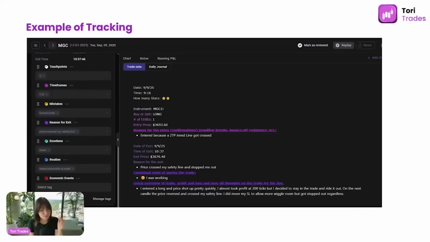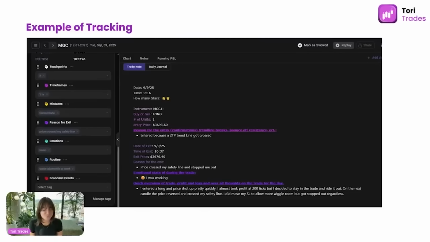It is synced with my brokerage, and it will automatically populate and pop in my trades every time I place one. The only thing that I need to do is go into the notes section and add some of the nitty gritty. I was feeling this way. I felt good about this loss. I felt bad about this loss. And I can add tags, time frames, mistakes, all of the things.